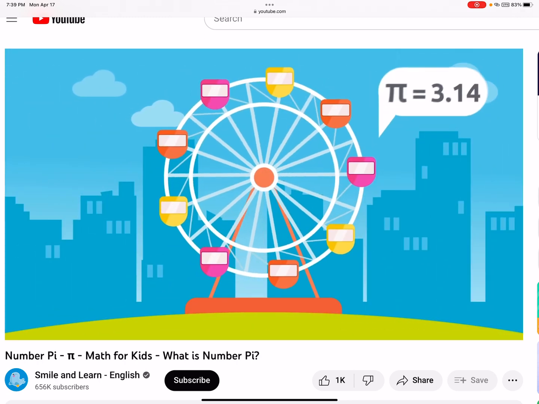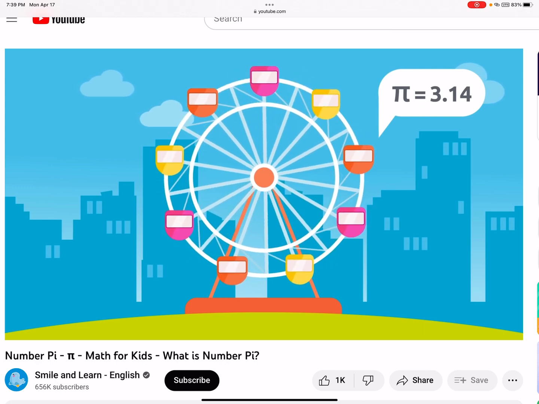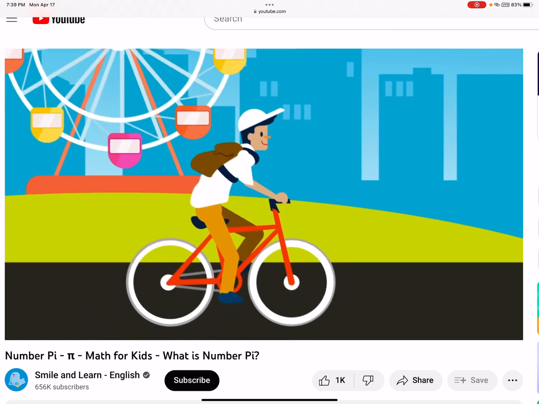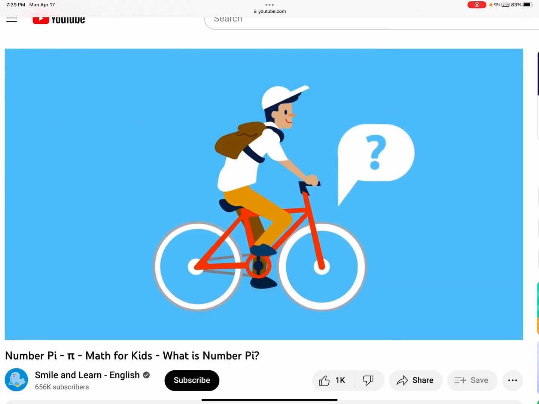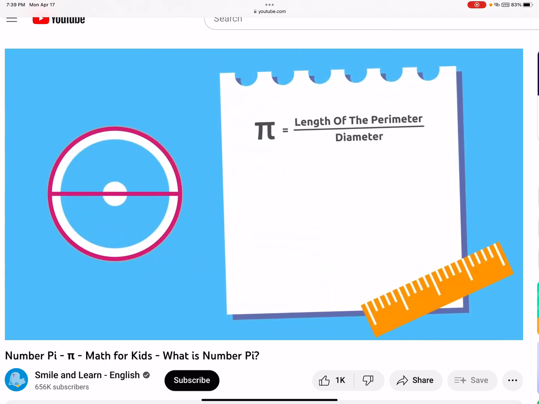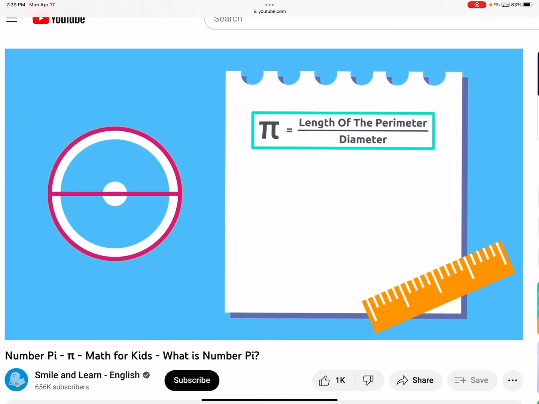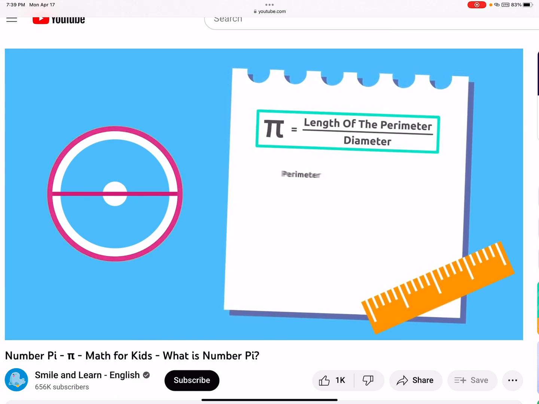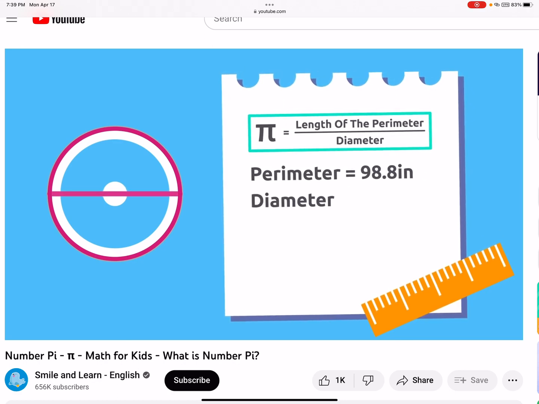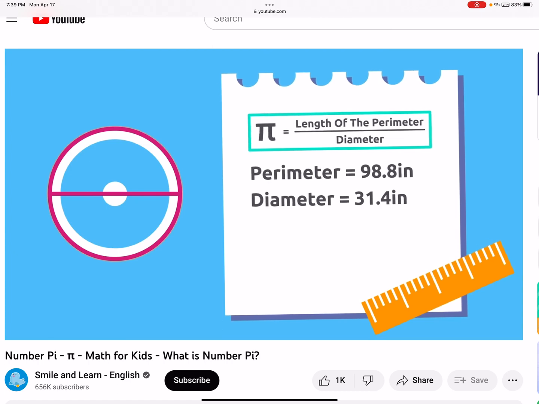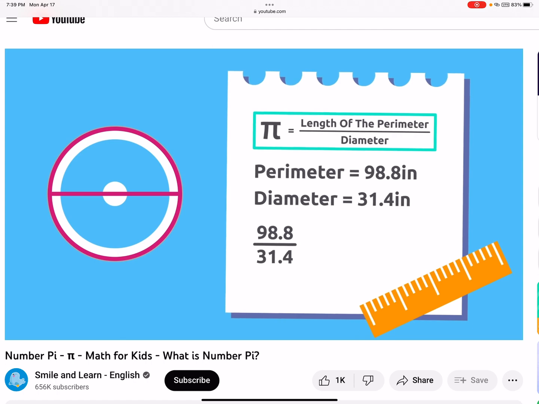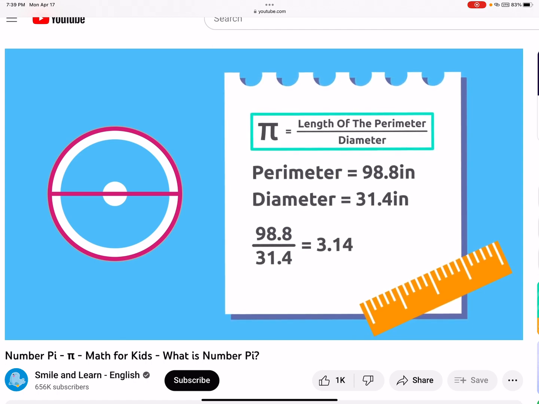Would you like to check that? It's very simple. Look for a measuring tape and measure the perimeter of a round object you have at home. For example, the wheel of this bike. Divide the length of the perimeter by its diameter, and the result you'll get will be 3.14. Let's see. The perimeter of this wheel is 98.8 inches, and its diameter is 31.4 inches. If we divide 98.8 by 31.4, we'll get 3.14.